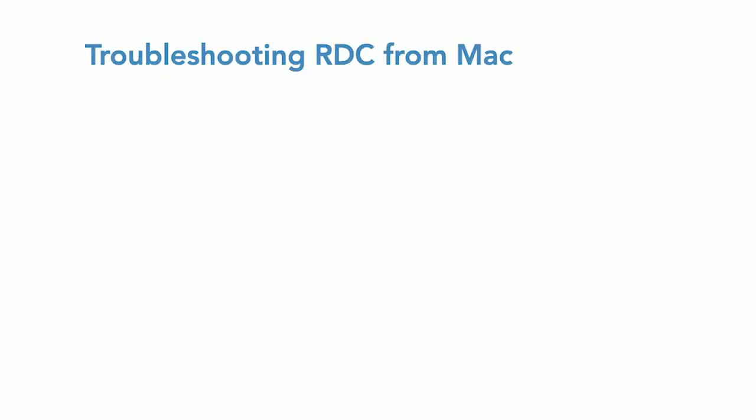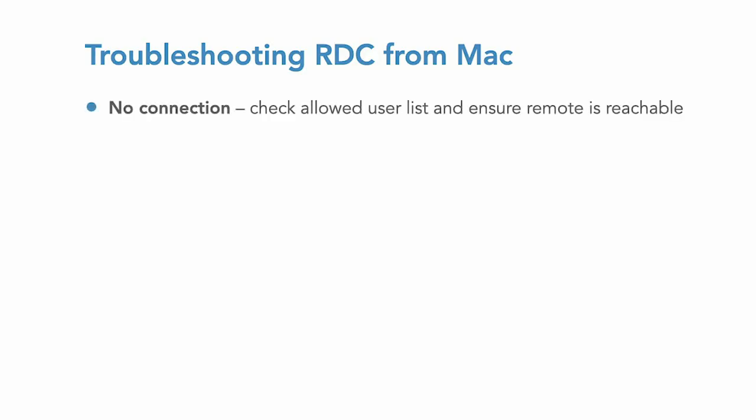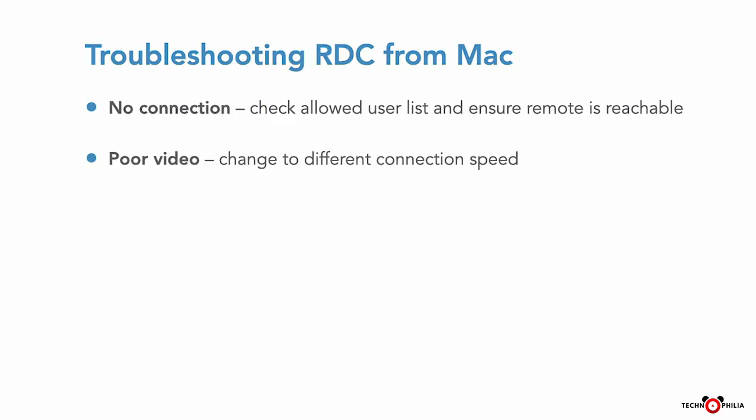But sometimes things don't go the way you expect, so you'll need to troubleshoot that RDC application. For example, you could have no connection, so you want to check the allowed user list and make sure that the remote computer is reachable. If you have poor video, you can change to different speed conditions. If you have high speed, you can choose the most optimal option. And if you have low speed, such as dial-up speed or just something a little bit faster than that, you can choose less graphics capabilities.